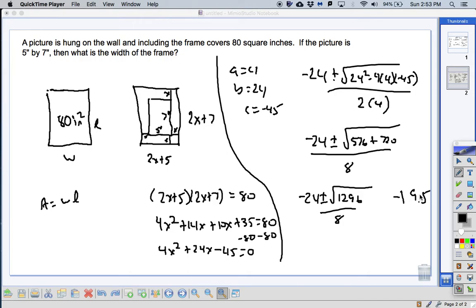Oh, you know what? I made a mistake. I gotta go back and do this over. All right, let's try this one more time. Square root.